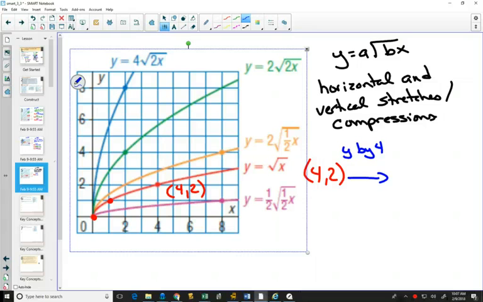And inside, I see a 2. That's going to affect my x values. So I'm going to write under the same arrow that my x values are going to get multiplied, and everything horizontal is the reciprocal. So my x values are going to get multiplied by 1/2. So if I did that, my x values multiplied by 1/2, my y values multiplied by 4, I get the point 2, 8.